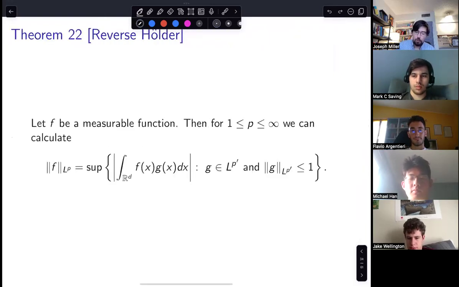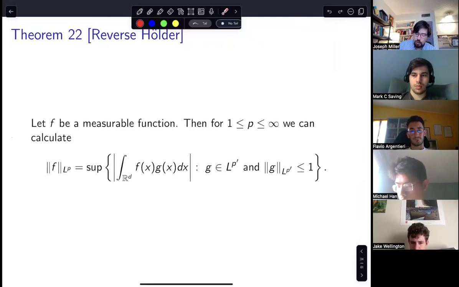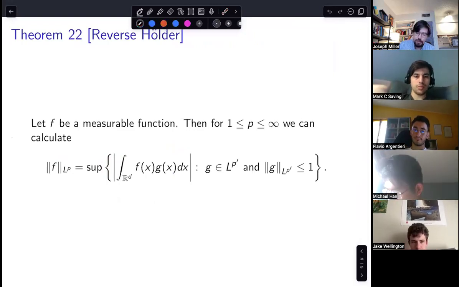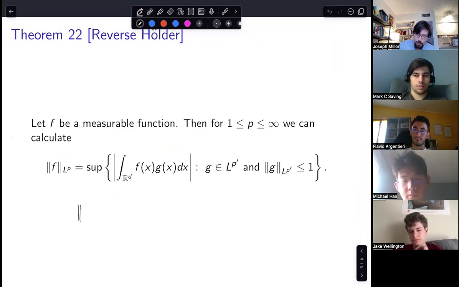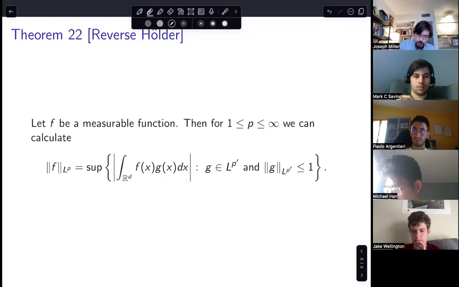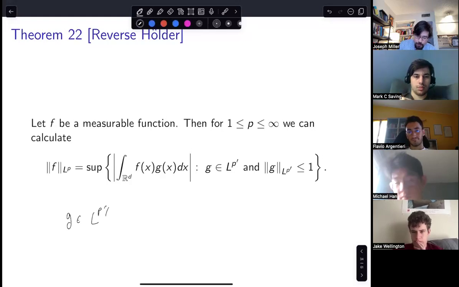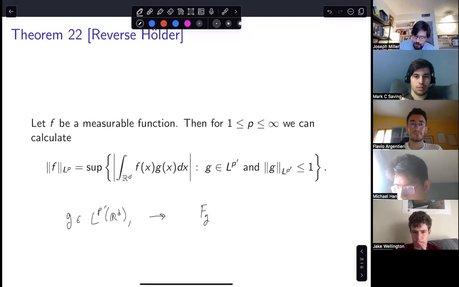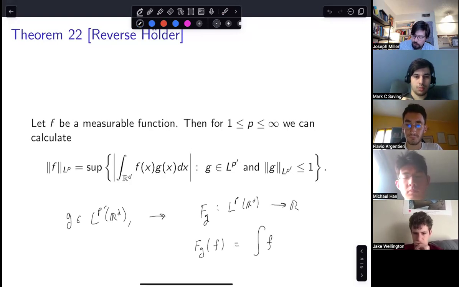The other one is what I call reverse Holder. I'm not sure if that's standard notation, but what it says is I can characterize the LP norm of a function by looking at the integration against functions in LP prime. So if I look at a G in LP prime of RD, this induces a mapping. I'm going to call it F of G, which goes from LP of RD to R. It is given by: F of G of some function F is just the integral of F times G dx.